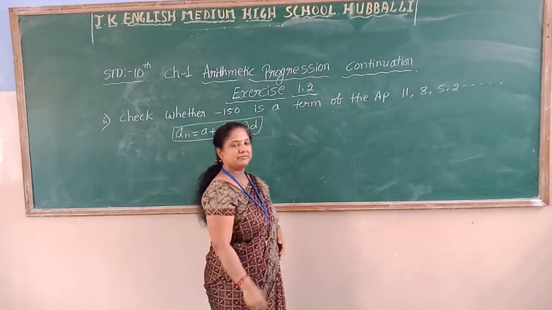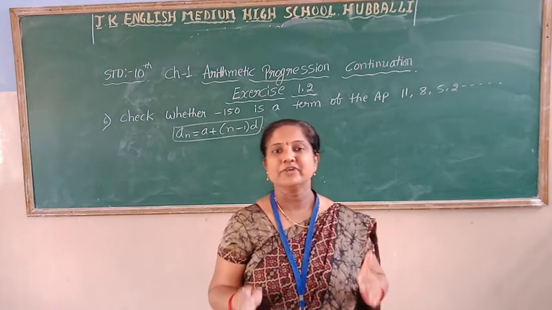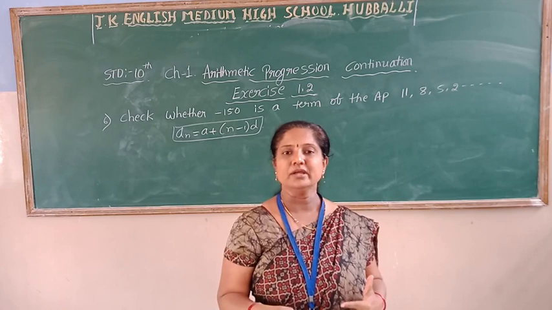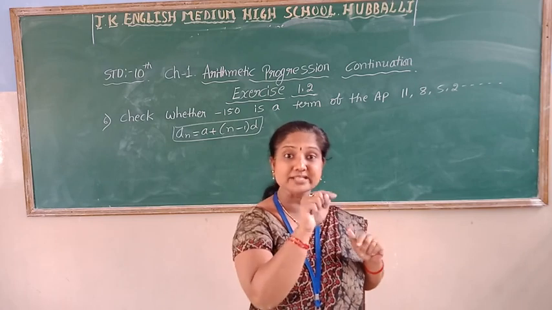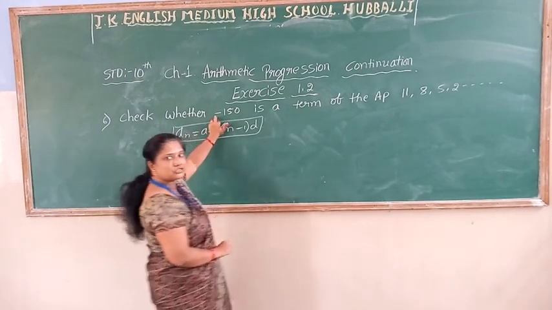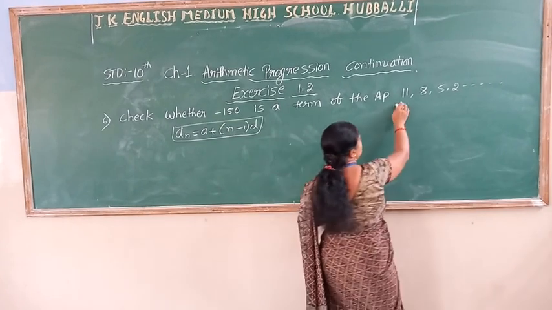What are they asking? What is the meaning of this question? First, while solving the sums, we have to understand what the question is. So they gave one AP. In that AP, we have to check whether this term, minus 150, comes in that AP. By looking at the AP, we will come to know which values are given.